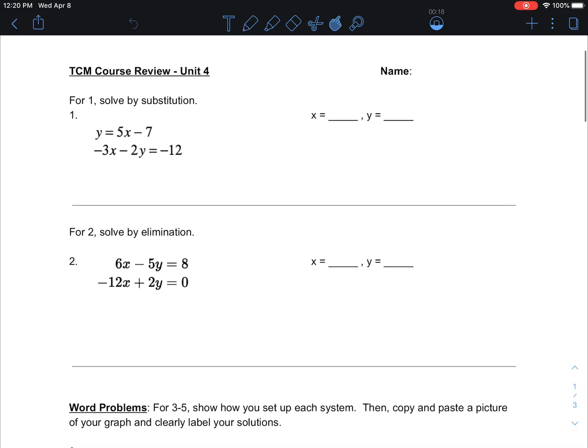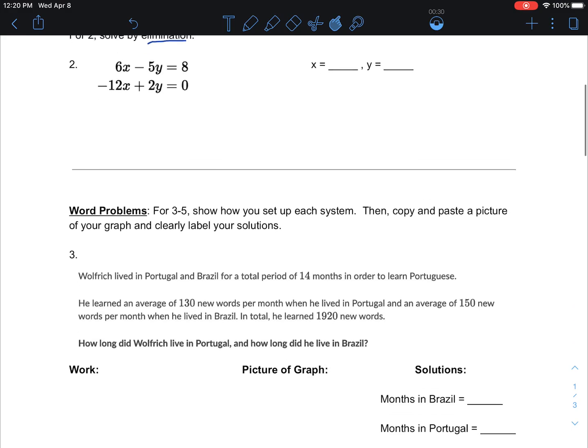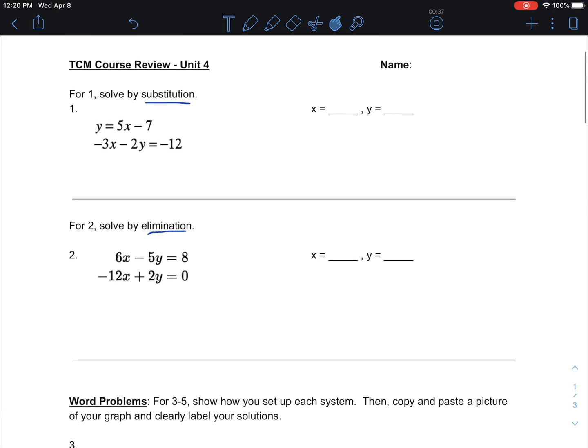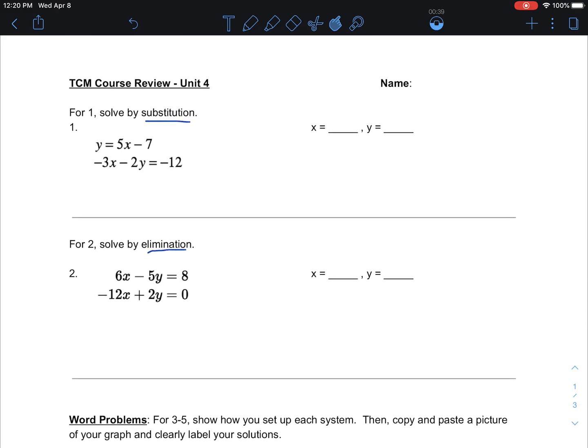So, to start with here, Unit 4 was all about systems of equations, which we learned to solve by hand using either what's called substitution or the elimination method. And then when we got into word problems, we learned that the easiest way to do that would be by graphing them in Desmos and looking for where the lines intersect. So the two by hand here, and then the rest can be solved using Desmos.